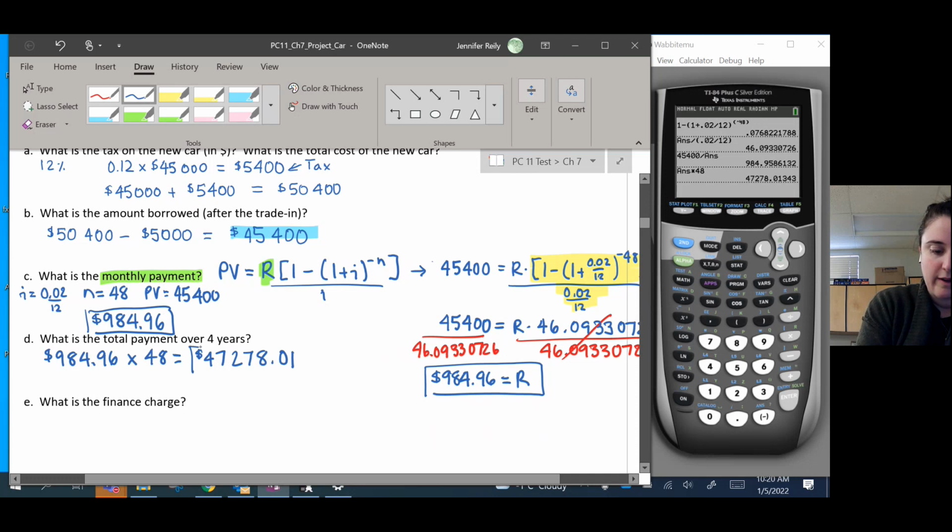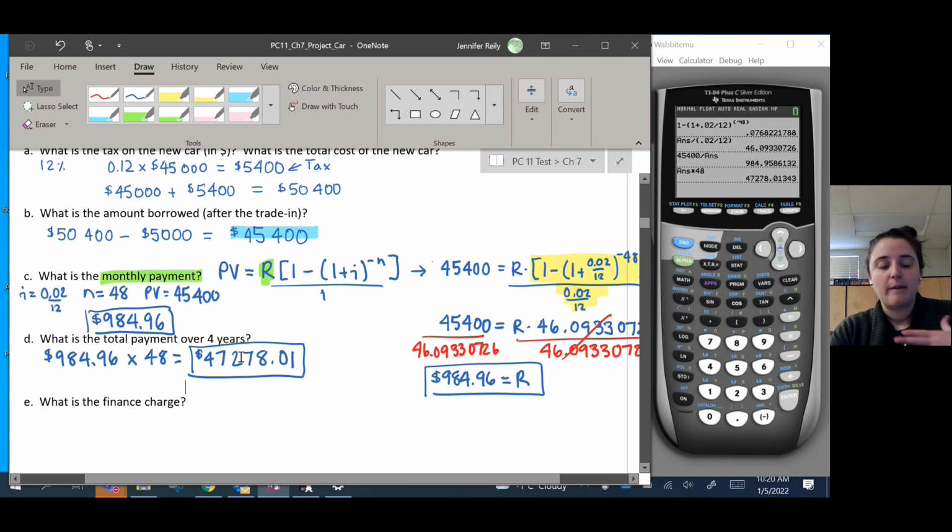Okay, so this is how much the car costs us in the end, $47,278.01. You'll see that this number is larger than the amount we actually borrowed. That's because we had to pay interest. So it's not for free borrowing this money and paying it slowly back over time. You do have to pay more in the end for the car, but some people don't have $45,000 in cash at the moment to buy the car, so they choose to make these payments instead.